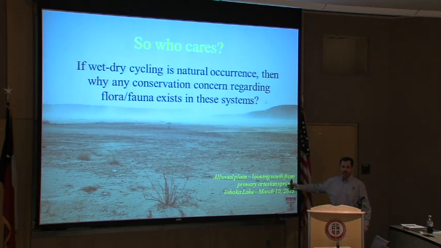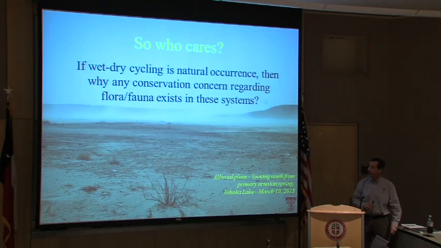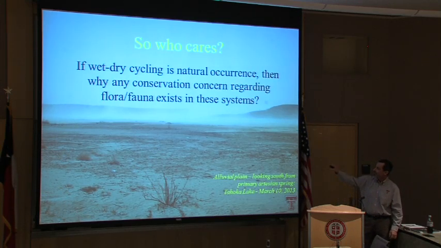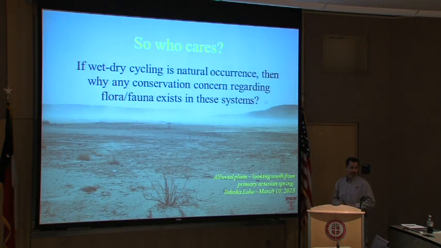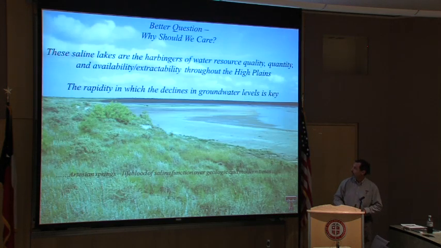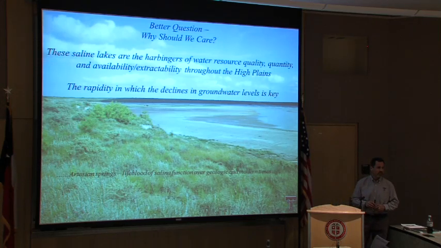This is 2013 Tioga Lake, looking back south, and this is when these systems should be wet. And this was a windstorm in March, spring break time. The wet-dry cycling is very, very sort of fouled up, so to speak, in these systems. So the issue here is really the rapidity in which the declines of the Ogallala are impacting these lakes specifically.